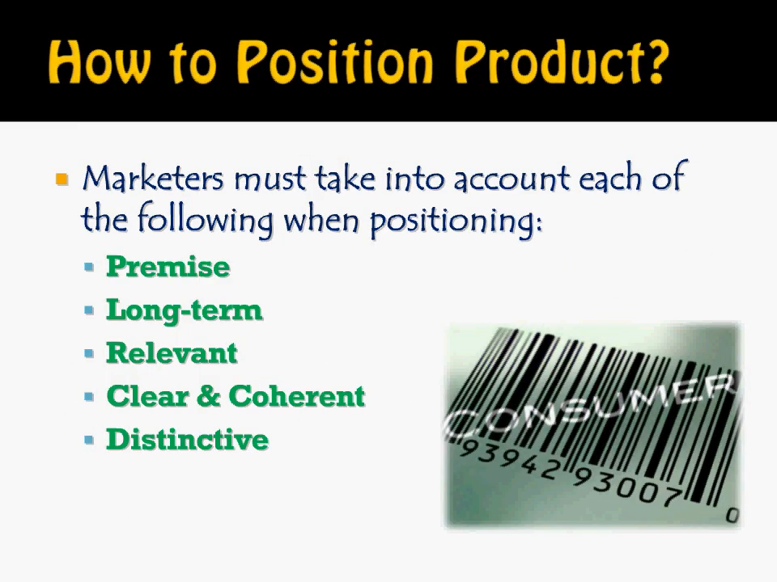And how do we position our product? Well, we have to look at 5 clearly distinctive parts of this process. We have to think about the positioning premise. We have to identify that it's long-term, that it's relevant, that you're clear and coherent, and that you are distinctive. By addressing each of these aspects of positioning, you will ensure that you have an effective product position.